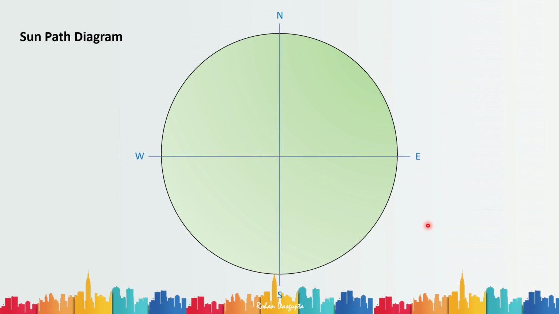Now let's first divide this plane into north, east, south, and west. And of course, this point is nothing but your point of observation. You are here. You are looking at it from the zenith. Now, these are the cardinal directions.